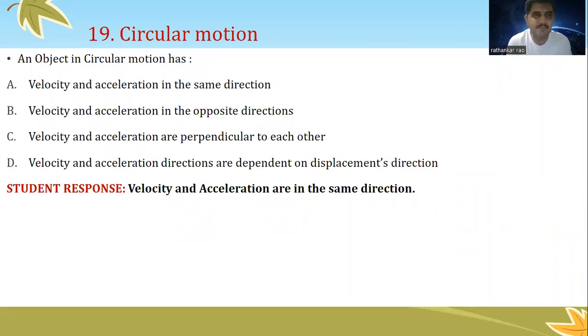Okay, welcome once again. Now we are doing the 19th problem in our series. This is on circular motion. So the problem reads: an object in circular motion has, okay, so there are four options given here.